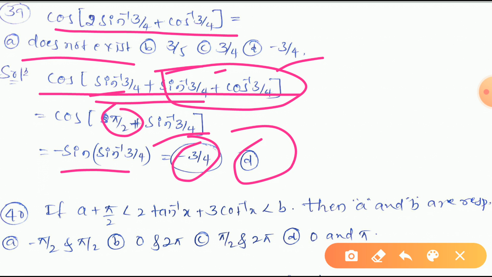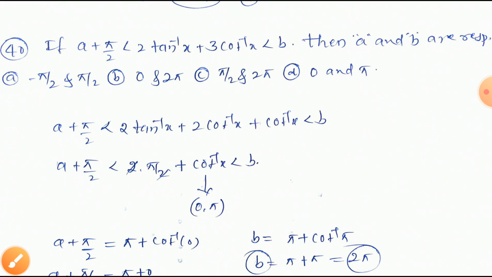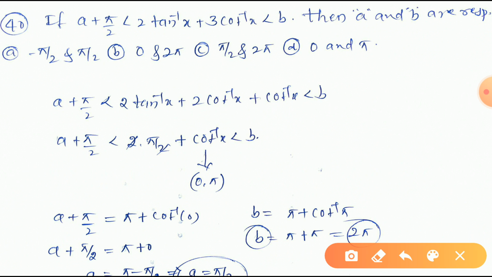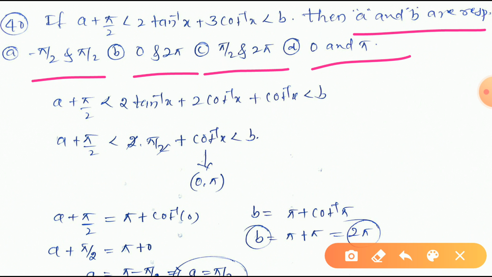Okay, move on to the next question, question number 40. If a plus π/2 is less than 2 times tan inverse x plus 3 times cot inverse x, which is less than b, then the values of a and b are respectively. Here our aim is to find the values of a and b. The options are minus π/2 and π/2, 0 and π, π/2 and 2π, 0 and π.